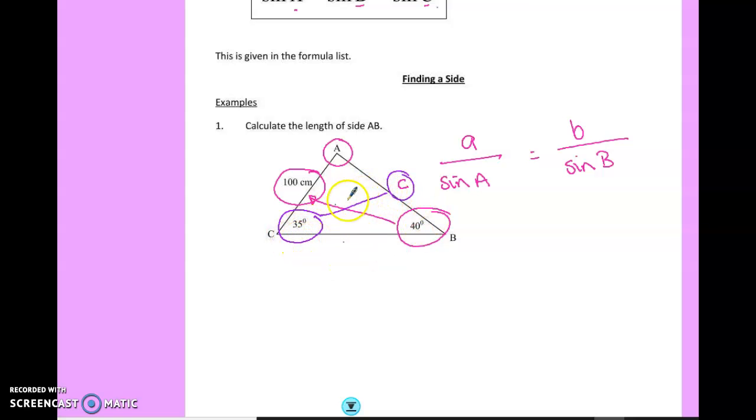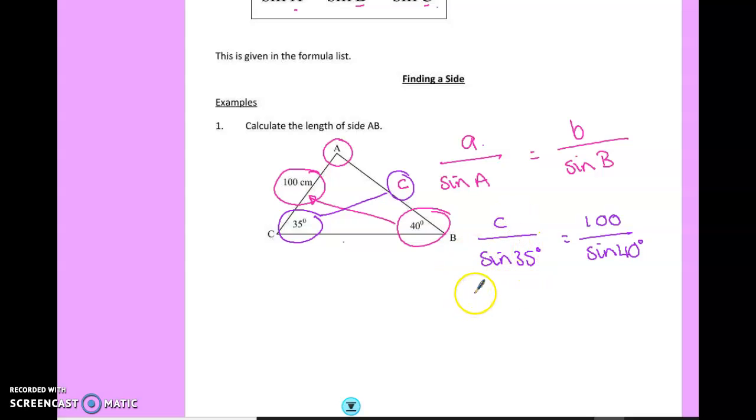Okay, I'm going to make this one my first one that I'm going to use. I'm going to put this in here, because this is the one that I want to find. So I'm going to say this is c over sine 35, and then my matching pair here is 100 over sine 40. Our aim is to get c on its own.